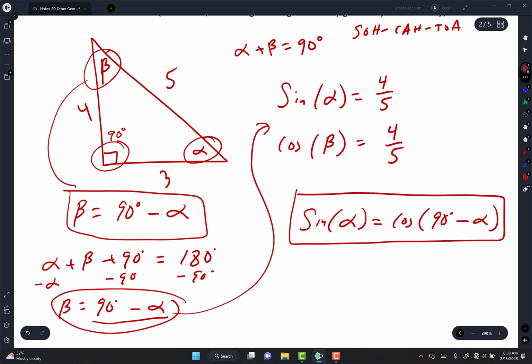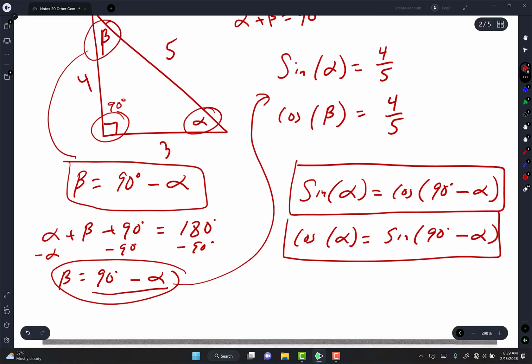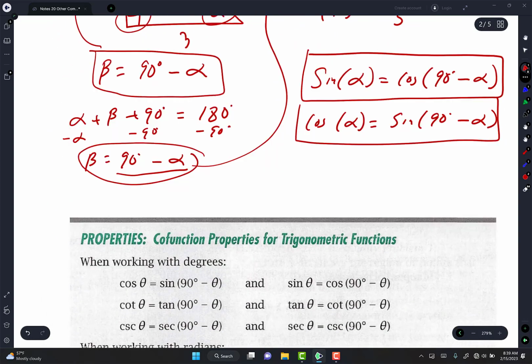OMG. Are we okay? Because this is true, I can also say that cosine of alpha is the same thing as sine of 90 degrees minus alpha. And relax, you do have these formulas in case you don't see it. If you don't see what we just did, guys, relax. All you got to know is all this right here is true.